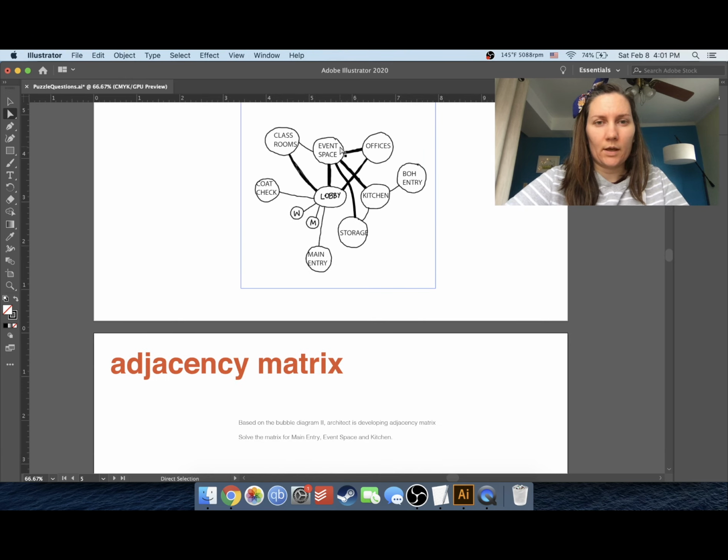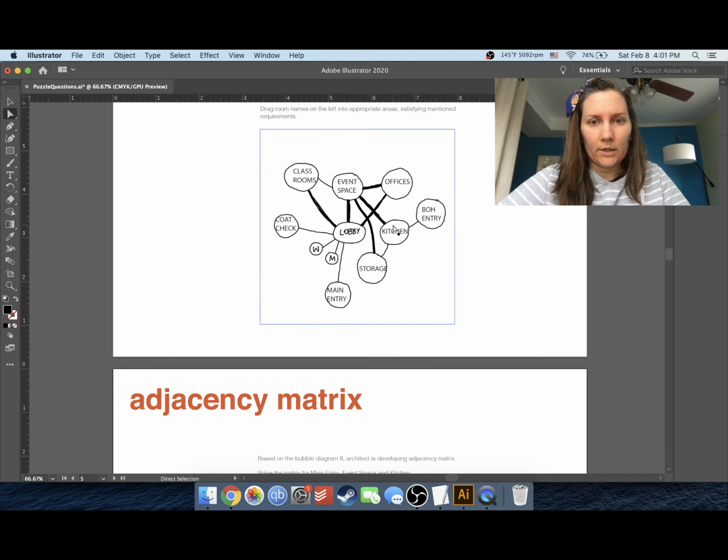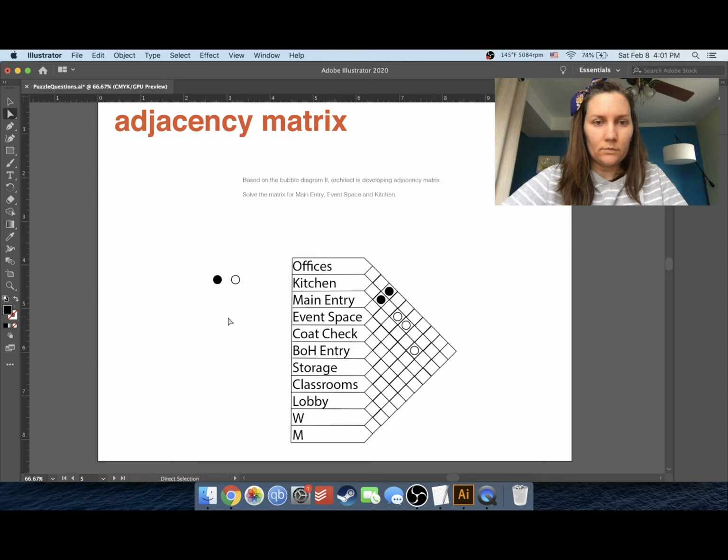So event space is going to have required adjacency to offices. And you can see what I'm doing here, how I'm going back and forth. I'm not really trying to remember too much. I'm just going back and forth, back and forth. So we're looking to connect offices and event space like that. Then we're going to have kitchen that's already covered, event space, storage. Again, required adjacency, event space, storage, right there.